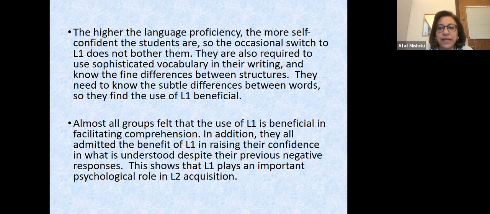Almost all groups felt that the use of L1 is beneficial in facilitating comprehension. In addition, they admitted that the benefit of L1 in raising their confidence is what is understood, despite their previous negative responses. This shows that L1 plays an important psychological role in L2 acquisition.